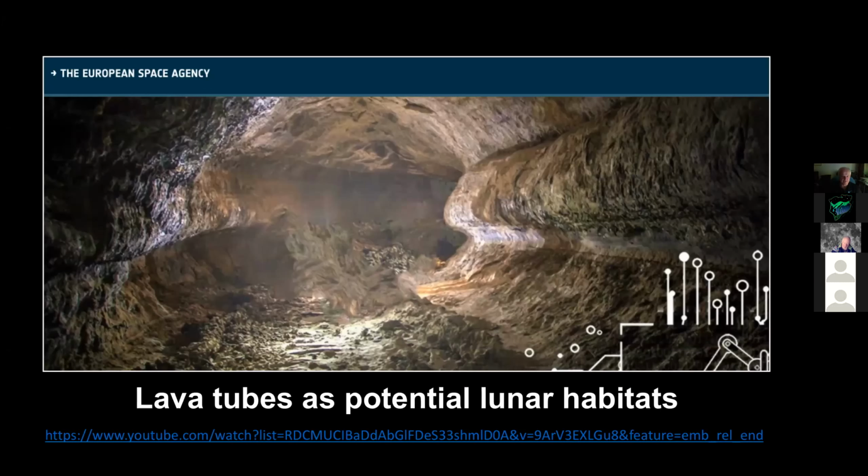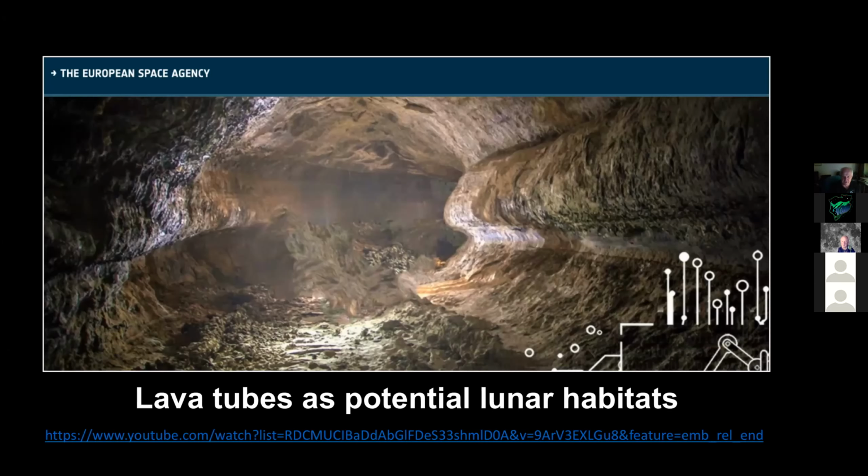Now, again, this is something else that I'll keep in for you. This is from ESA, and this takes you on a three-dimensional journey through a lava tube. And of course, it's a lava tube on Earth, not a lava tube on the moon. But it does quite nicely illustrate what possibilities there might be when and if we ever get more serious about using this as a habitat.